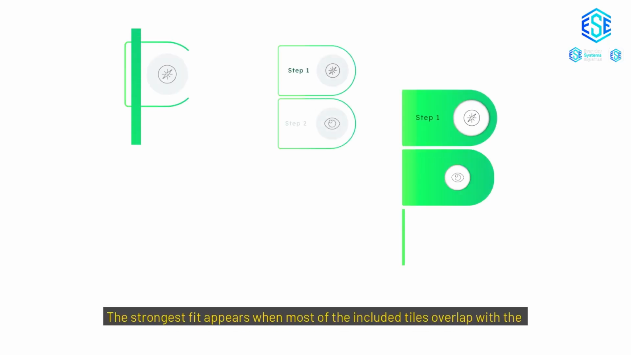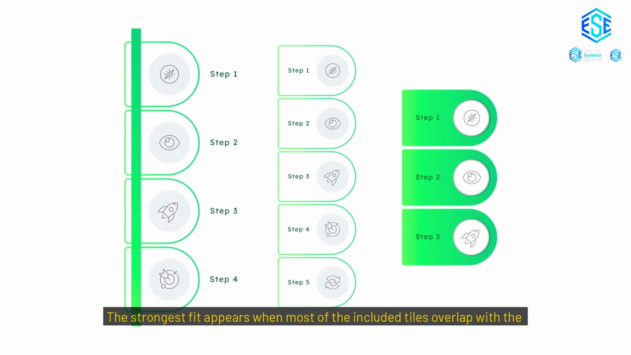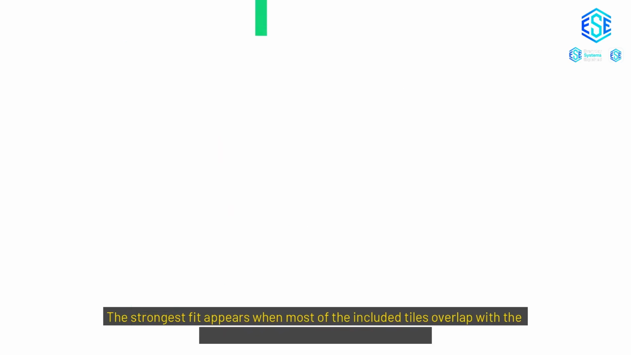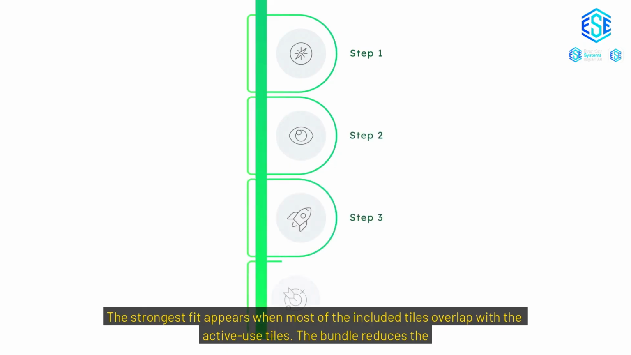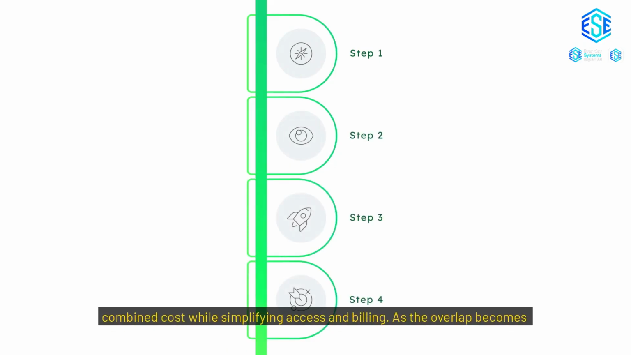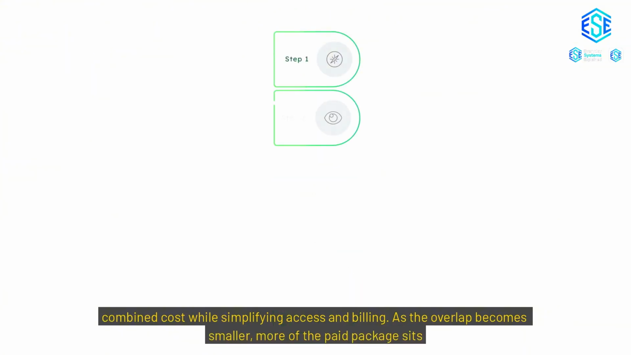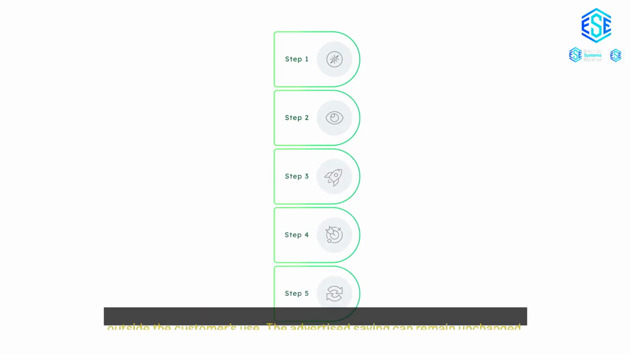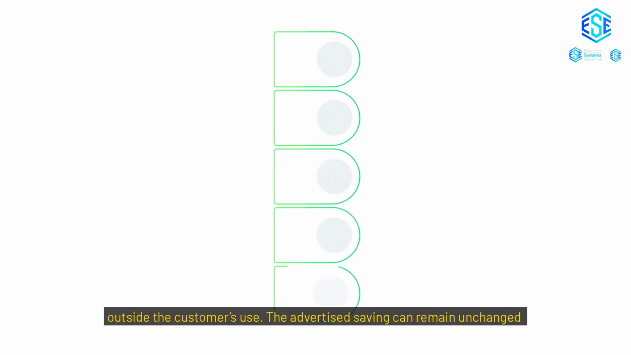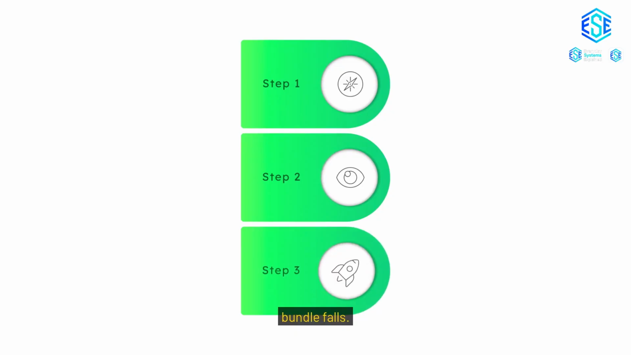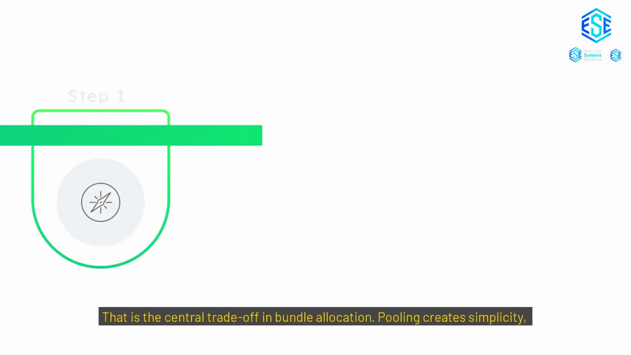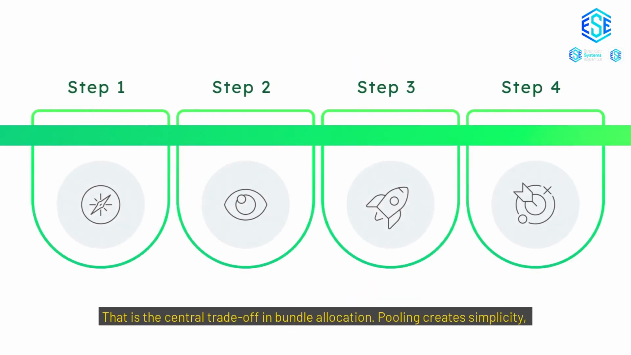The strongest fit appears when most of the included tiles overlap with the active use tiles. The bundle reduces the combined cost while simplifying access and billing. As the overlap becomes smaller, more of the paid package sits outside the customer's use. The advertised saving can remain unchanged even while the useful share of the bundle falls. That is the central trade-off in bundle allocation.